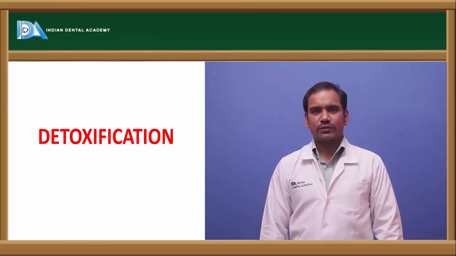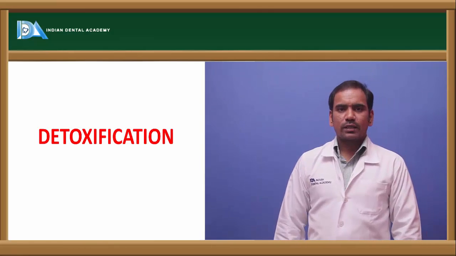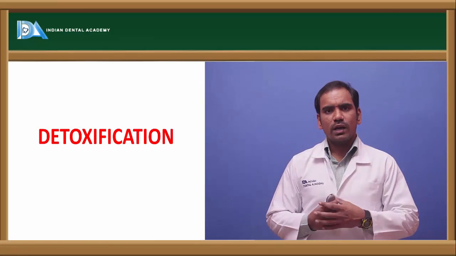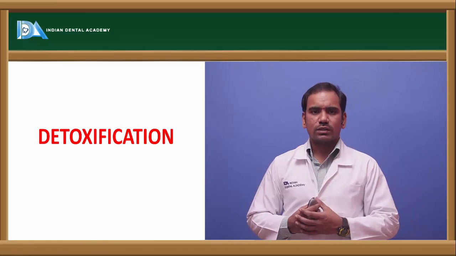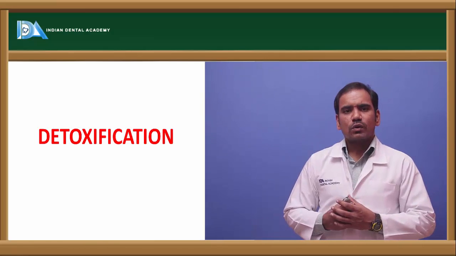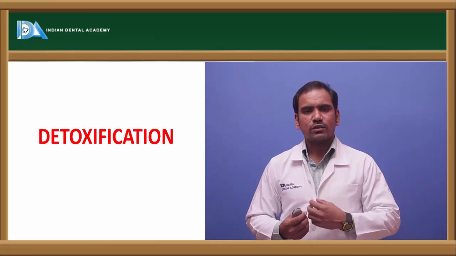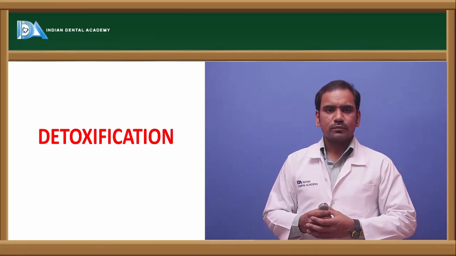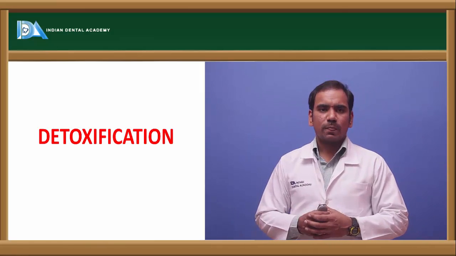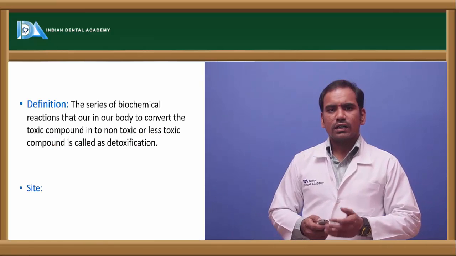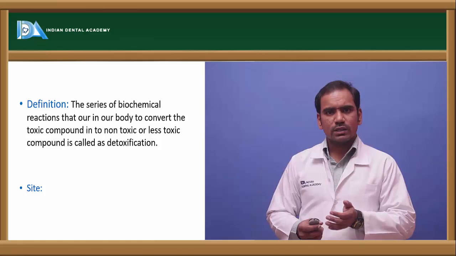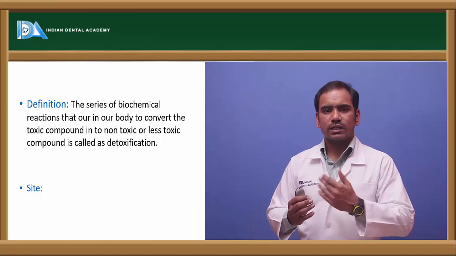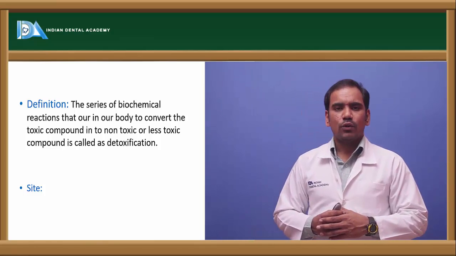Coming to our next chapter, detoxification. Generally, some toxic compounds are produced in our body, and accidentally we take some toxic compounds in foods and other ways. Whatever toxic compound enters our body or is produced in our body is converted into a less toxic compound and is excreted from the body, right? This mechanism of conversion of a toxic compound into a less toxic or non-toxic form that can be easily excreted from the body is called detoxification.